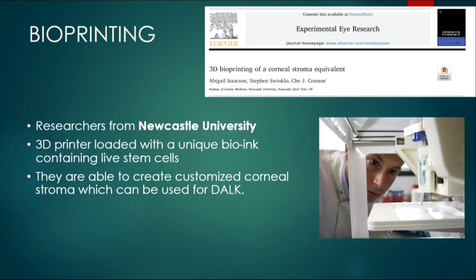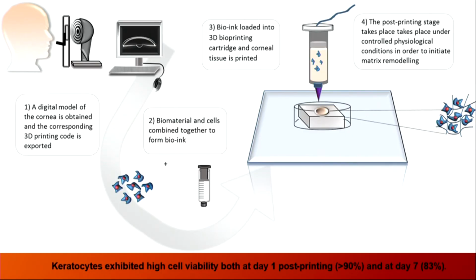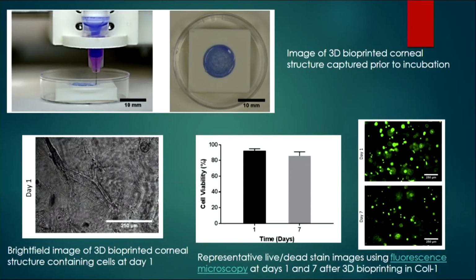Coming to bioprinting, Dr. Connon from Newcastle University has already bioprinted the cornea. He was able to bioprint only the corneal stroma, which can be used for DALK surgeries. He used a bio-ink which contains live stem cells. First, a digital model of the cornea is obtained, and it was then used to bioprint using the bio-ink in an inkjet printer, and then it was put in an incubator. Here you can see how it is bioprinted, and it was found that the viability of the cells was very good at day 7. This diagram shows the keratocytes of the cornea.